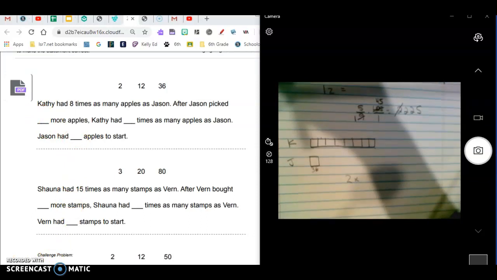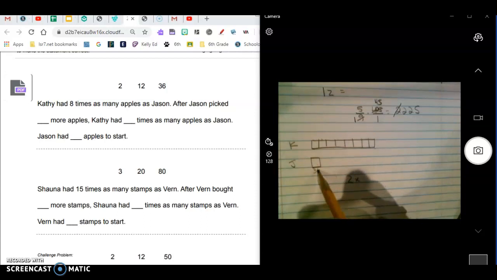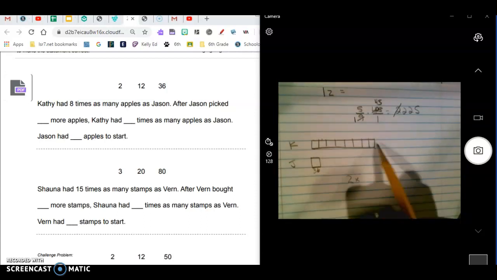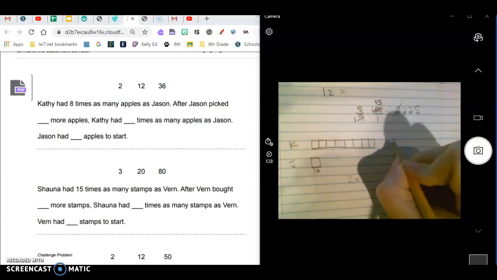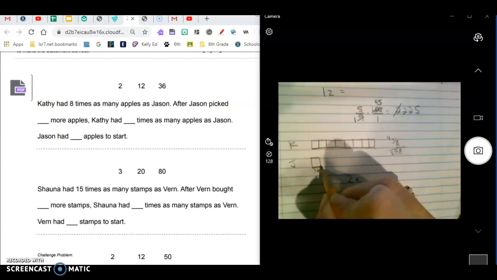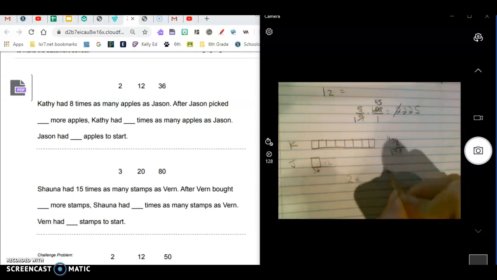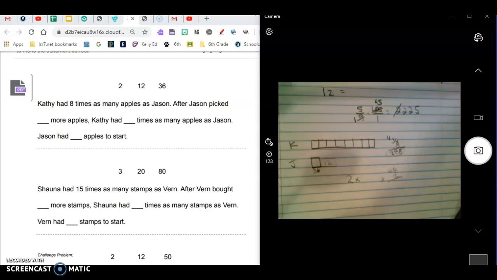So that's where our tape diagram comes in handy, because if he picked 36 originally, that means she picked 8 times as many as that. So that would be 36 times 8. So we have our 48 there. 3 times 8 is 24, plus 4 is 288. So then if he had 12 more, 36 plus 12 is 48. 48 times 2 does not equal 288.